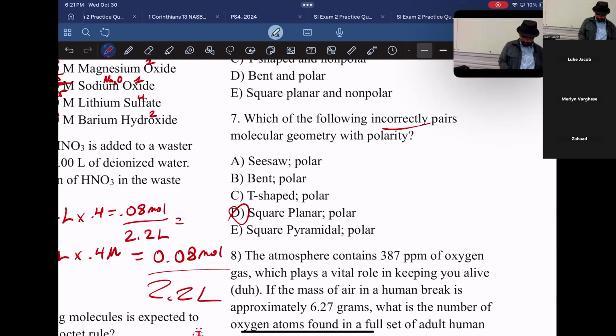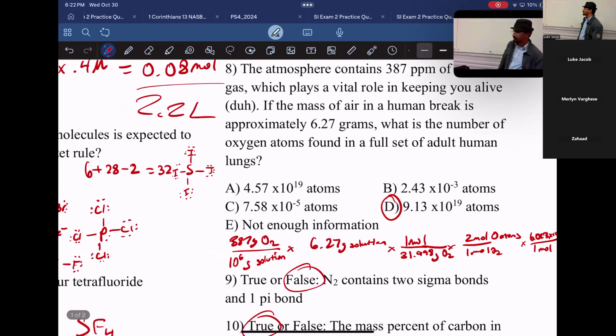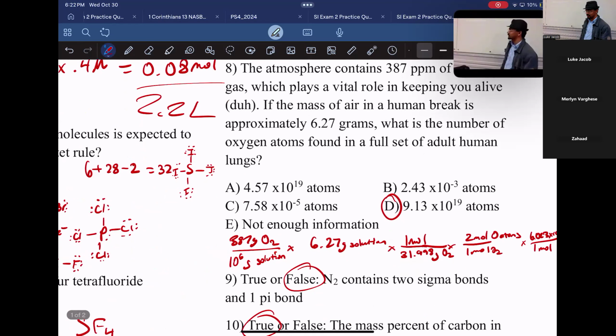Okay. So that's good. This is a very hard question. This was actually a question from last year's test. The only difference was that I asked for an extra step. I asked specifically for oxygen atoms. Nitrogen molecules, something like that.